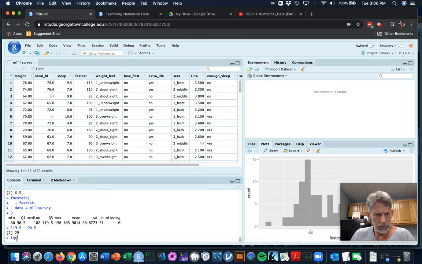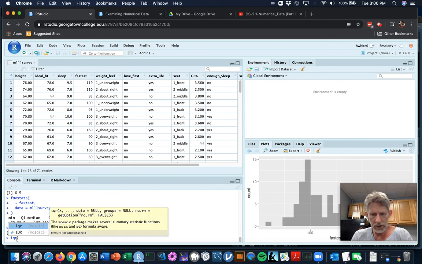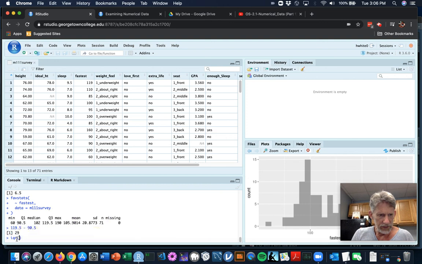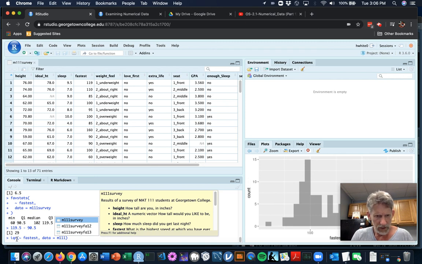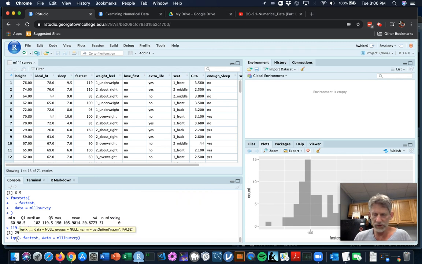IQR. Oh, there it is in code completion, IQR. I'll press enter to grab it. It gives me the parentheses. Twiddles fastest, data equals M111 survey. Oh, and that popped up in code completion, so I'll press enter so that I can have it spelled just right, and then run it.